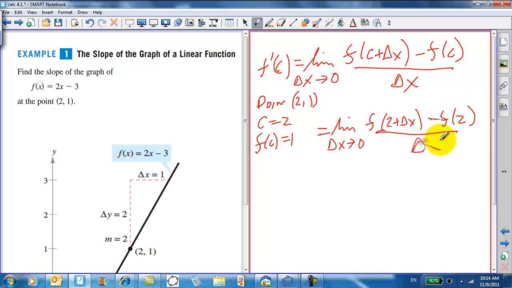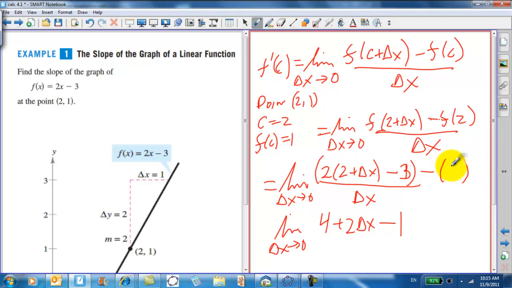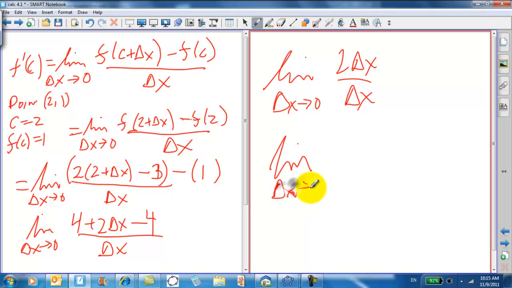over delta x. Now, as you saw in our last chapter, if you try and evaluate this now, you're going to get f of 2 minus f of 2 over delta x. You're going to get 0 over 0. Ouch. So we go ahead and plug it into the formula. The limit as delta x goes to 0 of f of 2 plus delta x minus f of 2, which is 1. So we get minus 4 over delta x. So it's the limit as delta x goes to 0 of 2 delta x over delta x. The limit as delta x goes to 0 of 2, which is just 2.